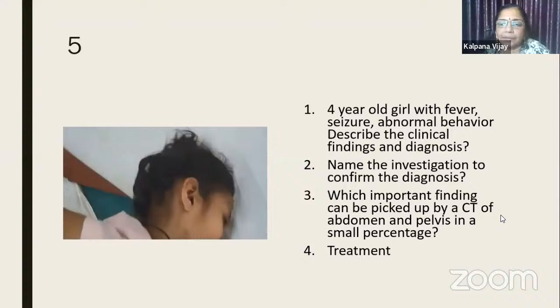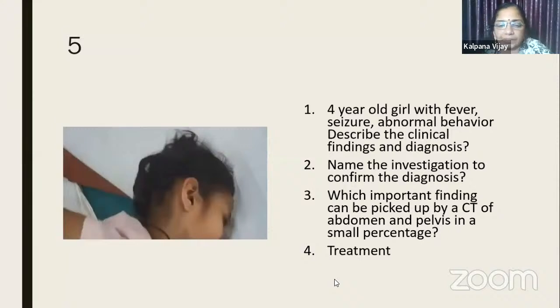So it is an NMDA receptor encephalitis or anti-NMDA receptor encephalitis. The encephalitis is due to antibodies against the NMDA receptor. So anti-NMDA-RE. Okay. And which important finding can be picked up by CT of abdomen and pelvis? The correct answer will be ovarian teratoma, especially in the pubertal age group, but it can affect younger children. There we won't see any malignancies.